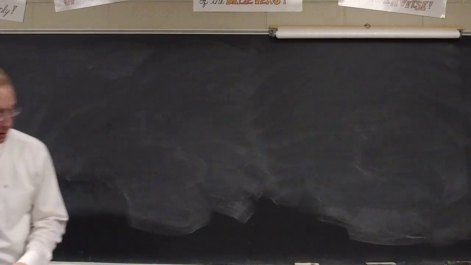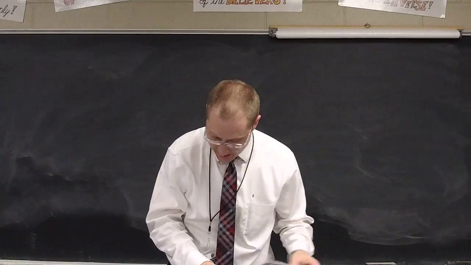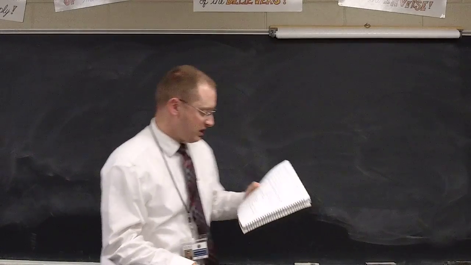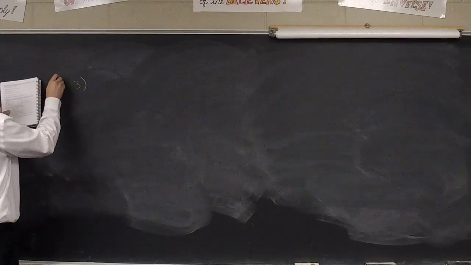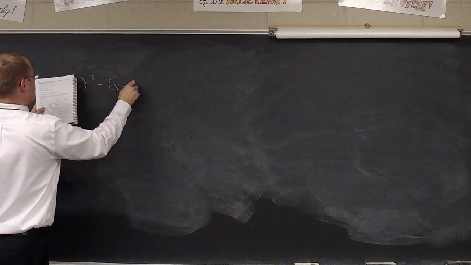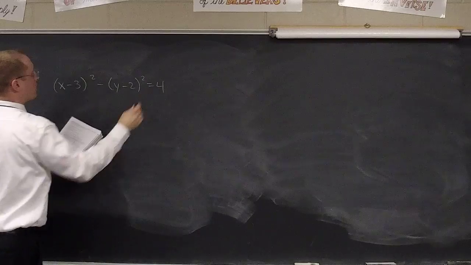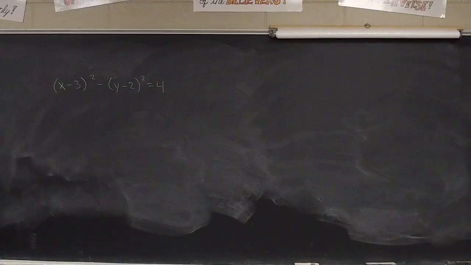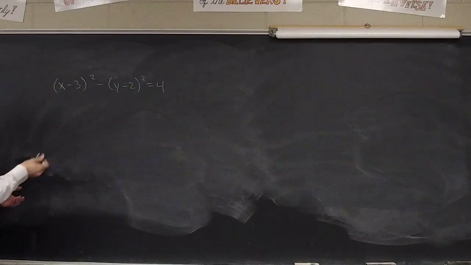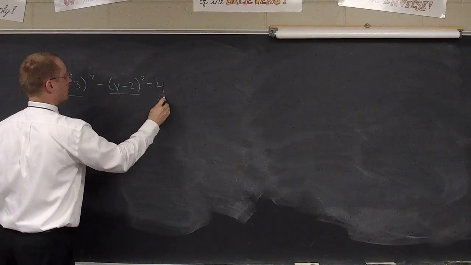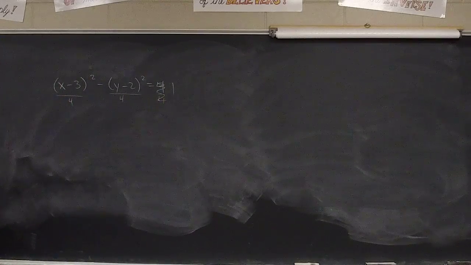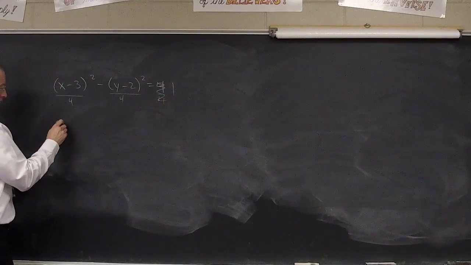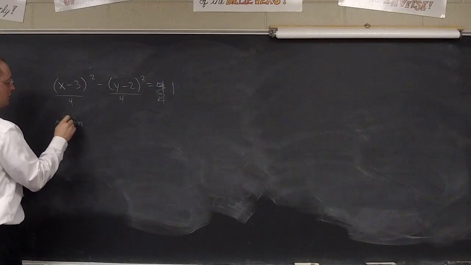Page 252, number 10, letter A. This one, they already did most of the algebra for you. We have (x - 3) squared minus (y - 2) squared all equal to 4. Jamie, walk me through. Divide everything by the 4, so that we get a 1 on that side. And we have the origin, and the origin is going to be (3, 2).